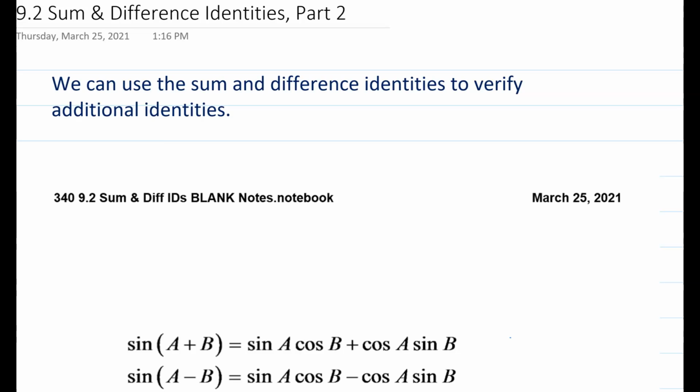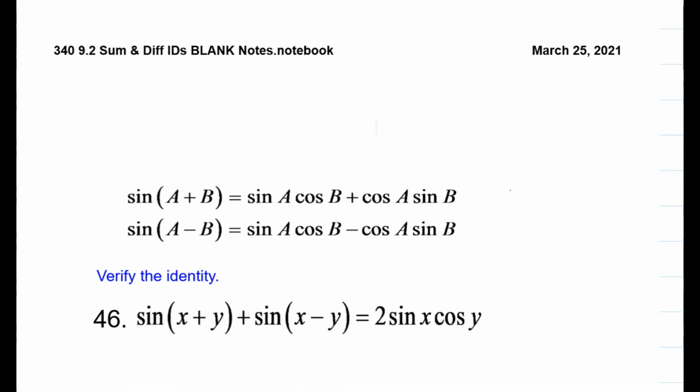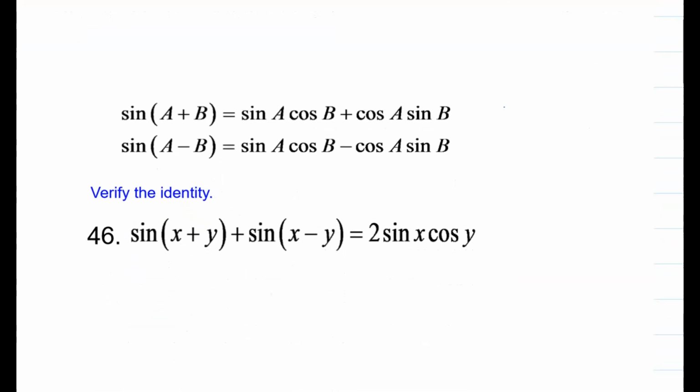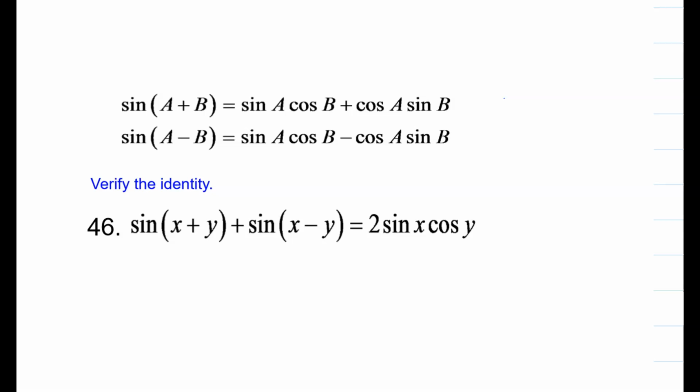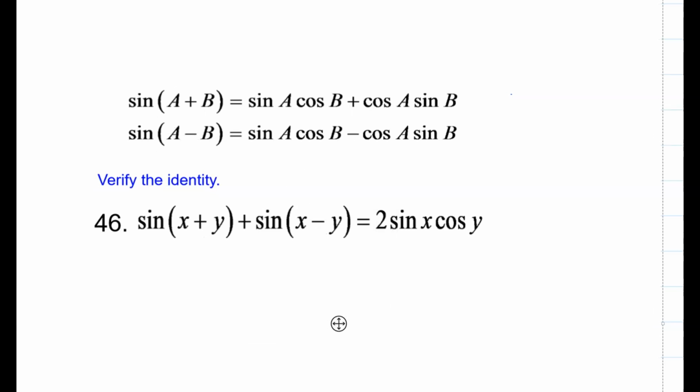Now that we know the sum and difference identities, we can use them to verify additional identities. So let's look at an example. Let's say we want to verify the identity, the sine of x plus y plus the sine of x minus y is equal to 2 sine of x cosine of y.